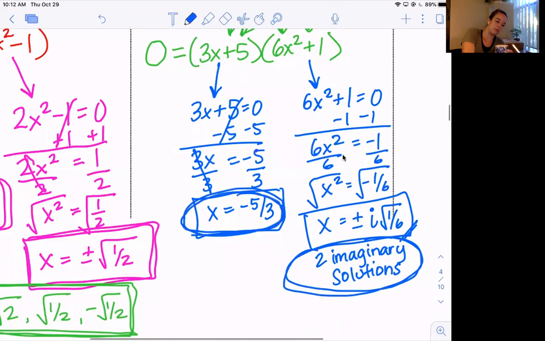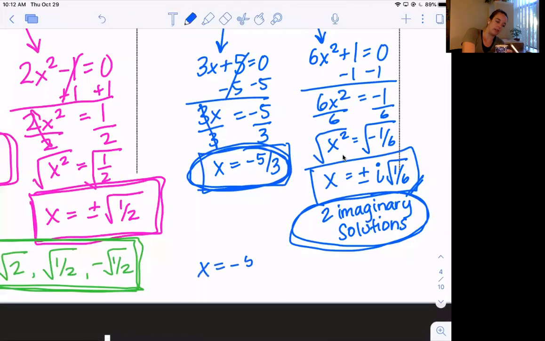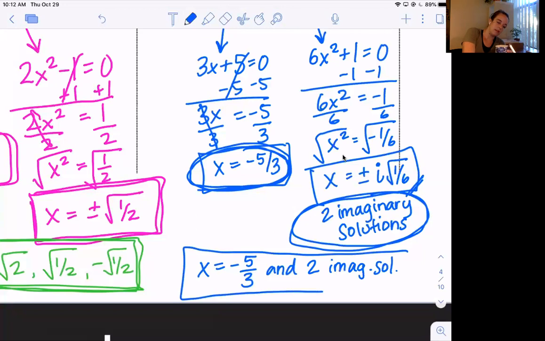So when we write our answers, we can write x equals negative 5 thirds and 2 imaginary solutions. If you want to write the i version, if you're practicing your i and you want to do that, you can. But for the purposes of today's lesson, I'm not going to require you to do it that way, just so that you know that there are 2 imaginary solutions.